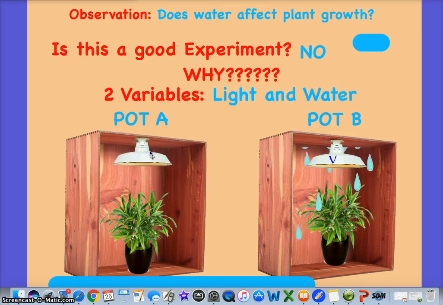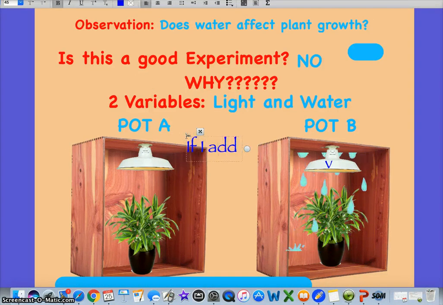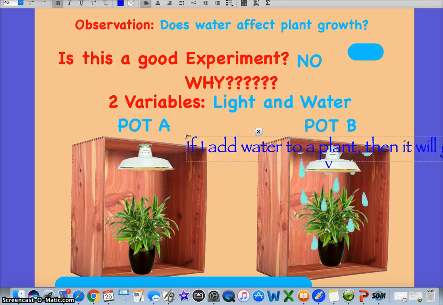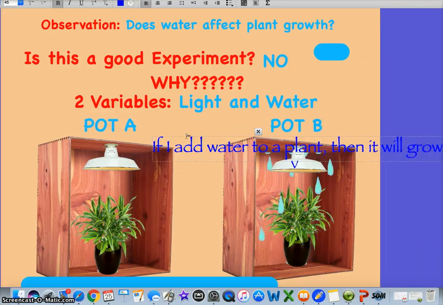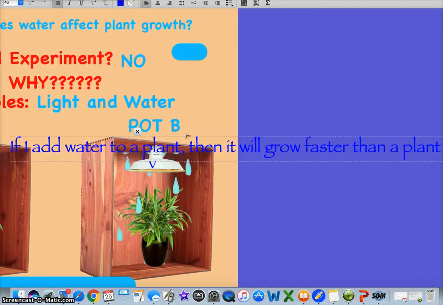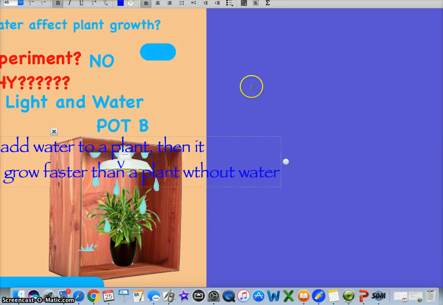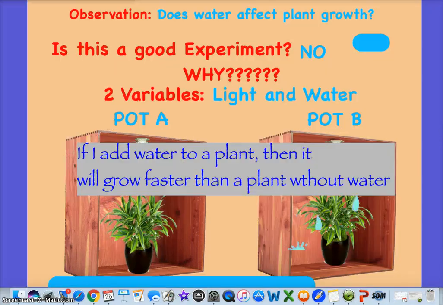And now what would my hypothesis be? Who could come up with that? Perfect. If I add water to a plant, you don't even have to identify which one it is, then it will grow faster than a plant without water. Yes? Let's make this fit on the page. So if I add water to a plant, then it will grow faster.